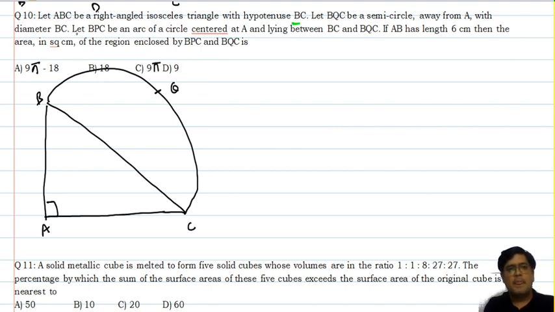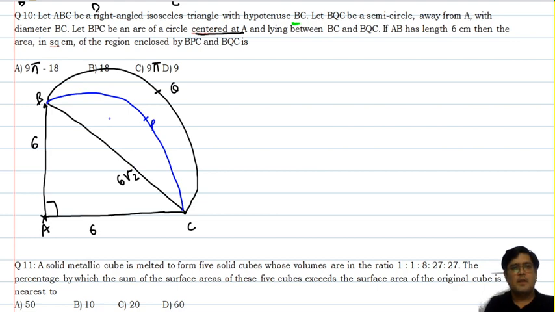Now going forward, let BPC be an arc of a circle centered at A, lying between BC and BQC. The length of AB is 6. Because the triangle is isosceles, BC is going to be 6 root 2. Now, with A as the center and B as the end point, another arc is drawn, and that arc is between the previous arc and the hypotenuse. This arc has been called P. The question is, can you find this enclosed area?